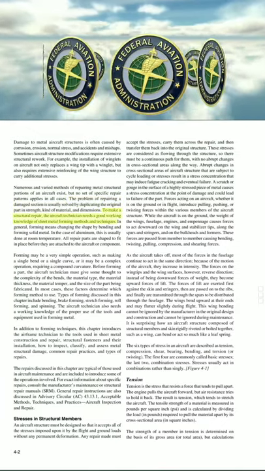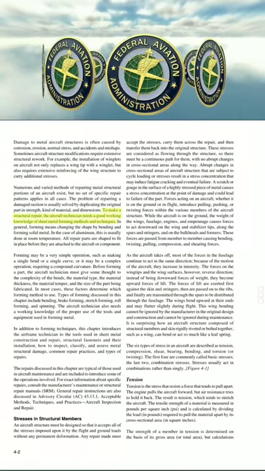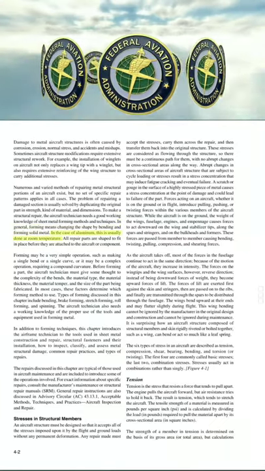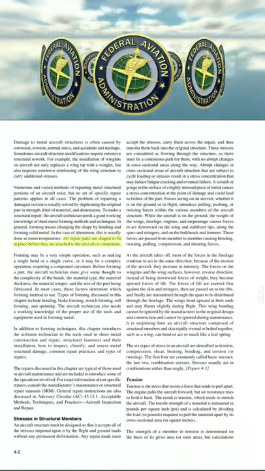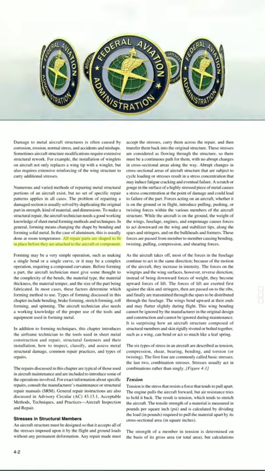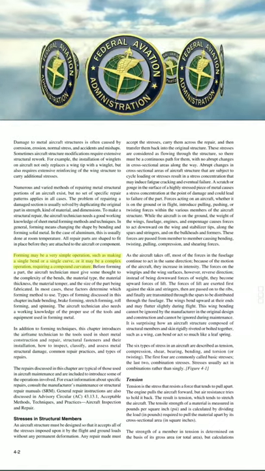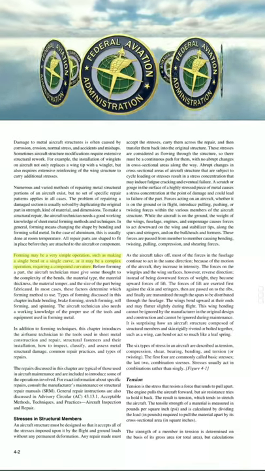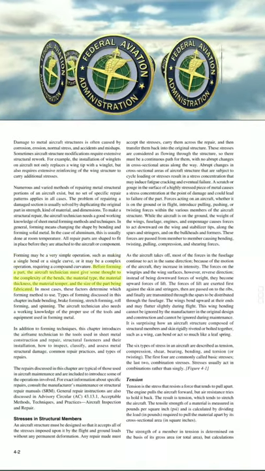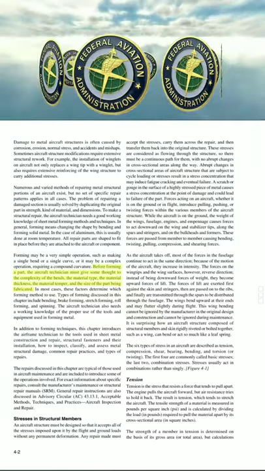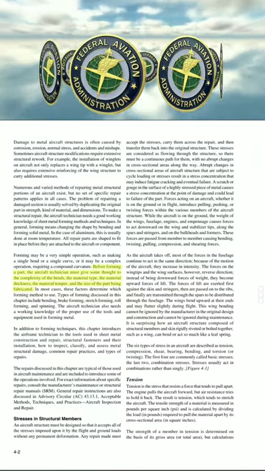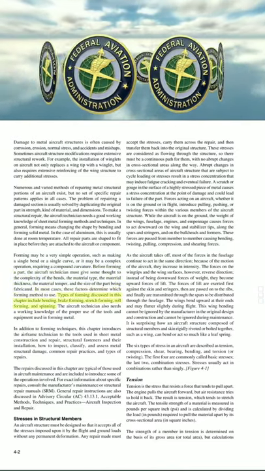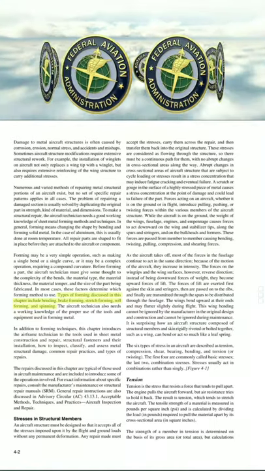To make a structural repair, the aircraft technician needs a good working knowledge of sheet metal forming methods and techniques. In general, forming means changing the shape by bending and forming solid metal. In the case of aluminum, this is usually done at room temperature. All repair parts are shaped to fit in place before they are attached to the aircraft or component. Forming may be a very simple operation, such as making a single bend or a single curve, or it may be a complex operation, requiring a compound curvature. Before forming a part, the aircraft technician must give some thought to the complexity of the bends, the material type, the material thickness, the material temper, and the size of the part being fabricated. In most cases, these factors determine which forming method to use. Types of forming discussed in this chapter include bending, brake forming, stretch forming, roll forming, and spinning.